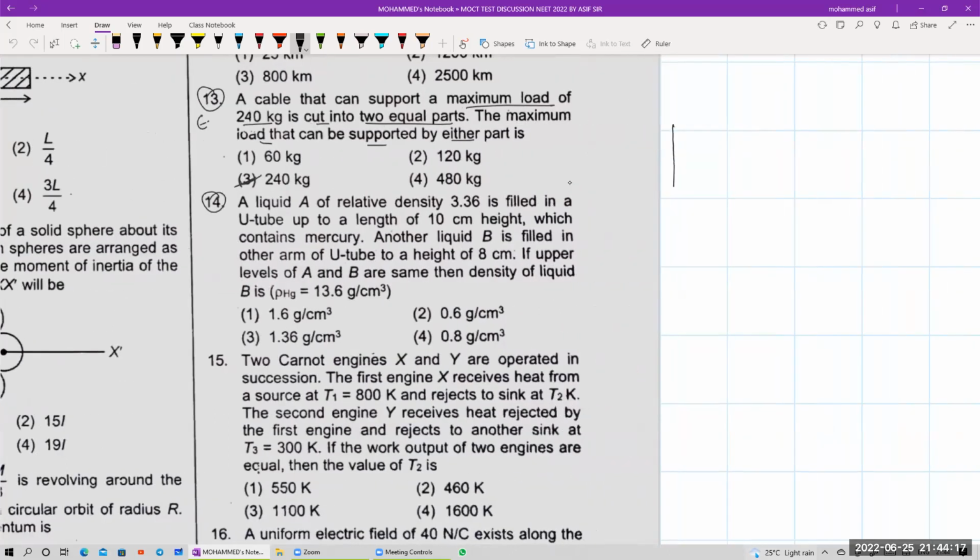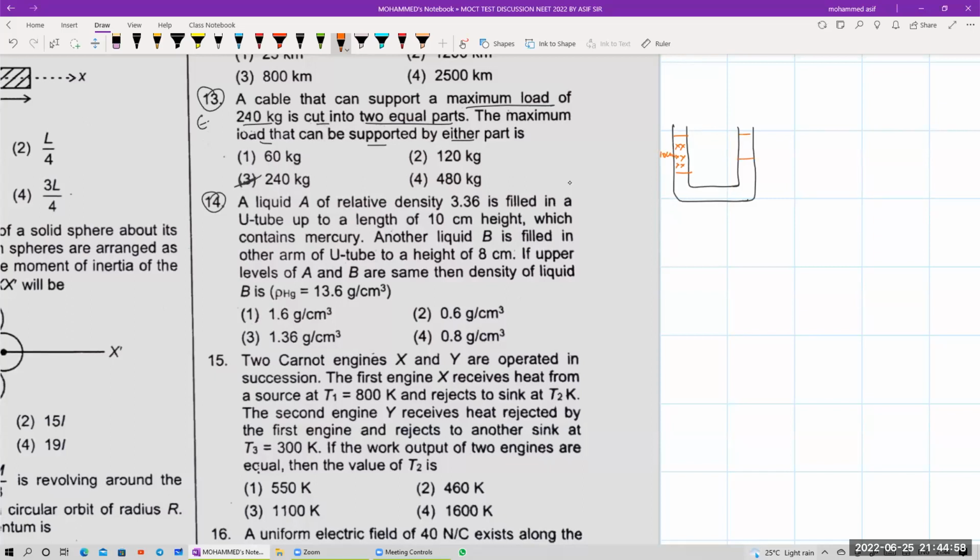See, the U tube has a connection something like this, basically. What is telling in the problem is the level of the liquid in the first one, it is filled up to a height of 10 centimeter. A liquid A of relative density 3.36 is being filled in a U tube to a height of 10 centimeter, which contains mercury. Another liquid B is being filled in the other arm of the U tube to a height of 8 centimeter. Let's say from here to here, there is one liquid of 10 centimeters.